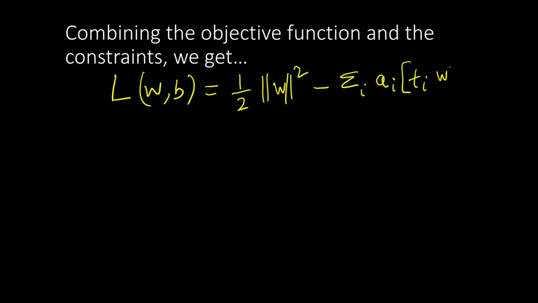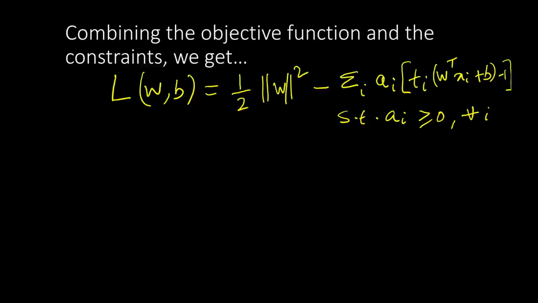And then w transpose x_i plus b, minus 1. Why minus 1? Because the margin is 1. And subject to the constraint that all a_i are greater than or equal to 0 for all i. So what is this? This is basically the Lagrange form of the constrained optimization over w.